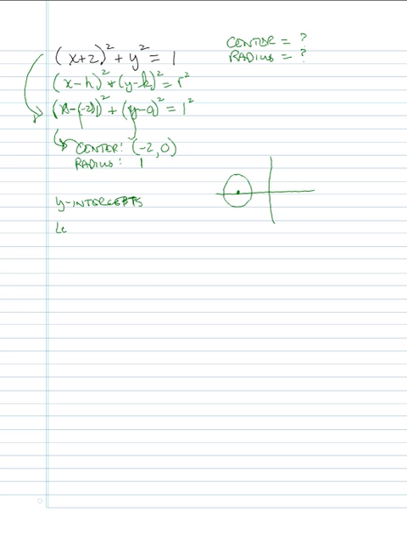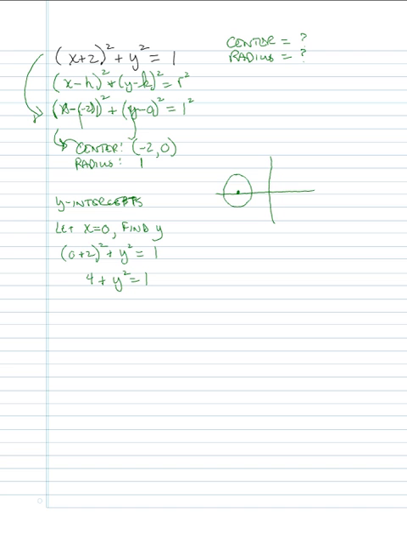We would let x be equal to 0, and we would have to find the y values, wouldn't we? Well, if we let x be equal to 0 in the equation, we'd have (0 plus 2) squared plus y squared is equal to 1. Now, 0 plus 2 is just 2, and when we square that, we get 4. So this is 4 plus y squared is equal to 1.